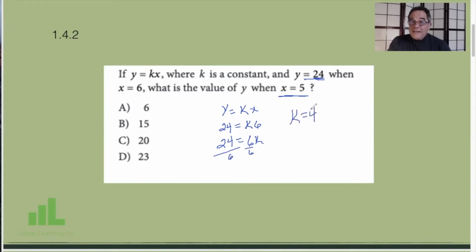We're not done yet, though. Now they're saying when K is 4 and X is 5, what is the value of Y? Oh, Y is K times X, or 20. We've got an answer choice that says 20. We're done. Plugging in the given information.